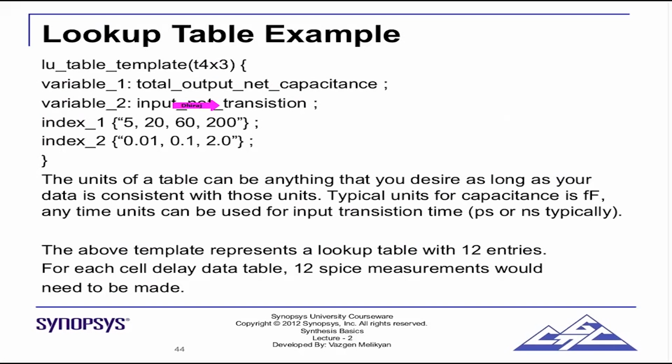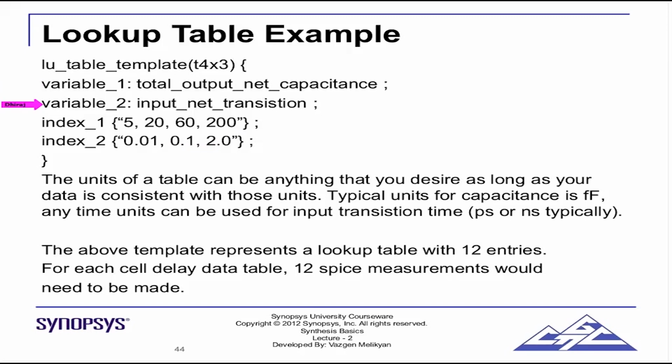And for output net capacitance, I have chosen 4 values: 5, 20, 60, and 200 units of capacitance. For input net transition, I have chosen 3 values: 0.01, 0.1, and 2. The units can be anything, but it should be consistent. Typical unit for capacitance is femtofarad. Time unit is usually PS or NS, picosecond or nanosecond. So now this lookup table tells me that the characterization has been done on 12 points: 4 on capacitance, 3 on transition.